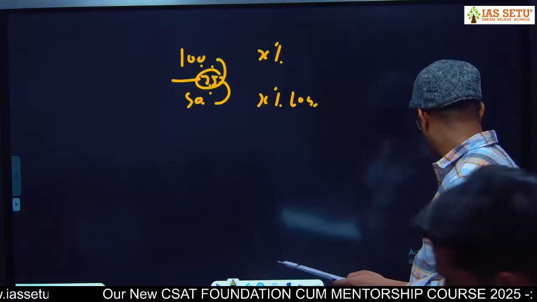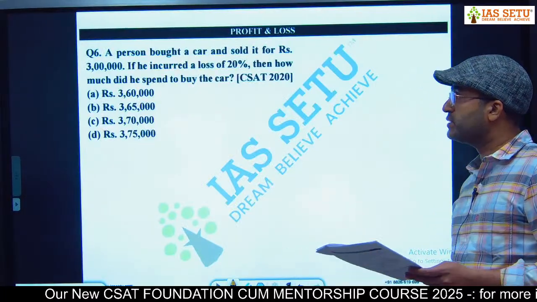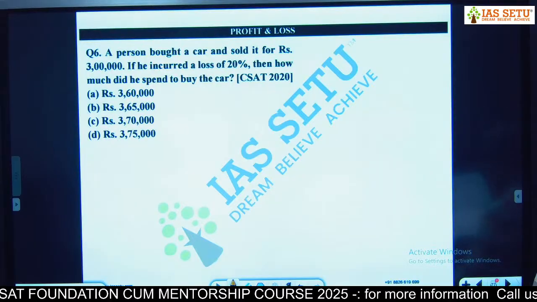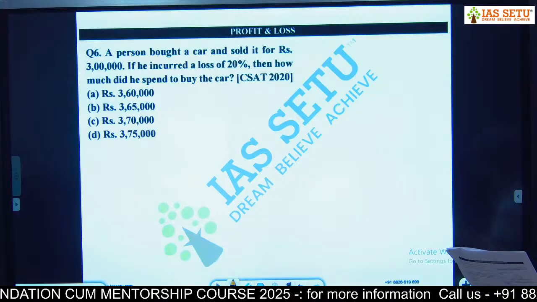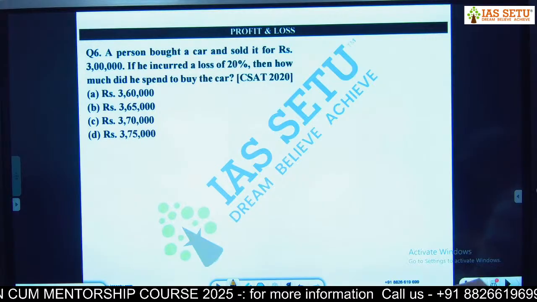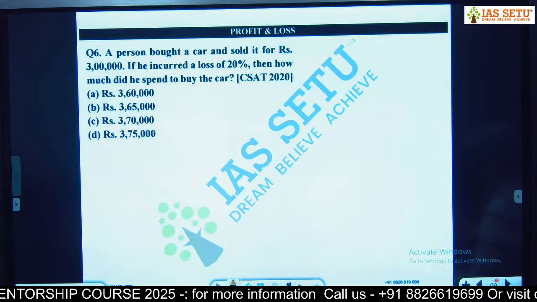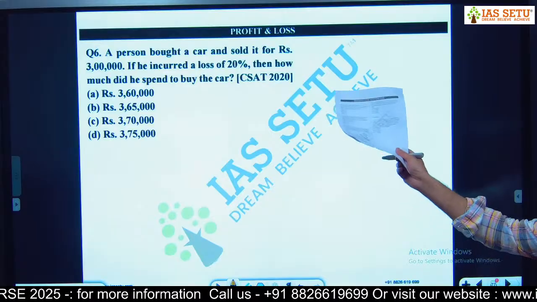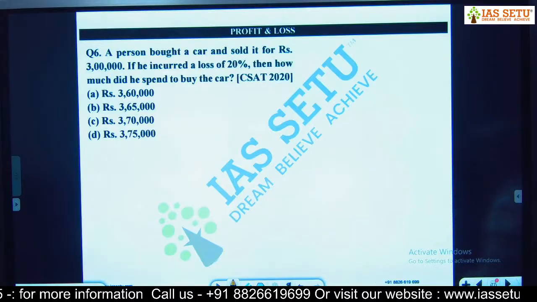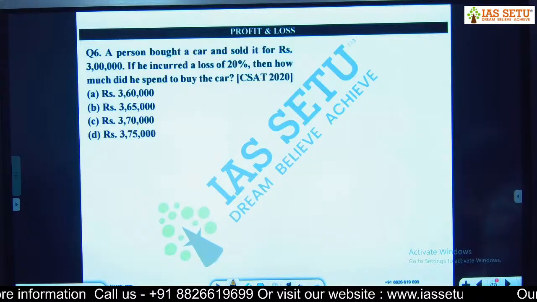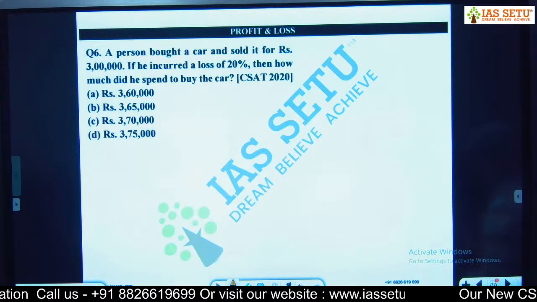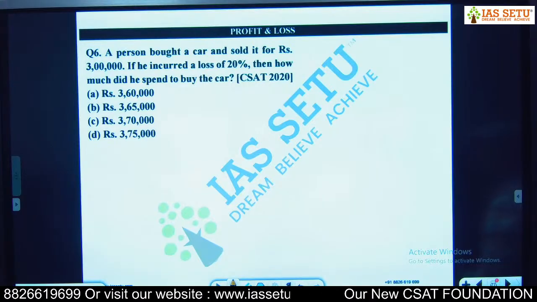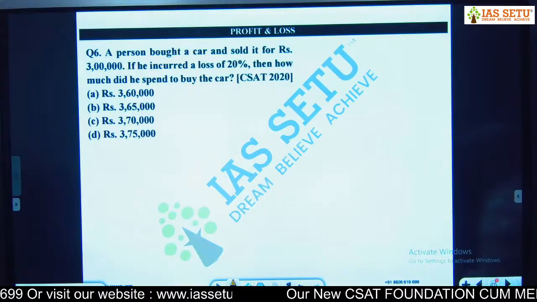Question number 6. A person bought a car and sold it for ₹3 lakh. If he incurred a loss of 20%, then how much did he spend to buy the car? कहना चाह रहा है कि मैंने एक कार खरीदी थी और उसी कार को मैंने 3 लाख में बेचा and sold it for ₹3 lakh. A person bought a car, ये अलग चीज है, उसने एक कार खरीदी and sold it for ₹3 lakh. मैंने 3 लाख रुपए में बेची. And if there is a loss of 20%, then what is the cost price of the car for me? मैंने कार कितने रुपए की खरीदी थी?